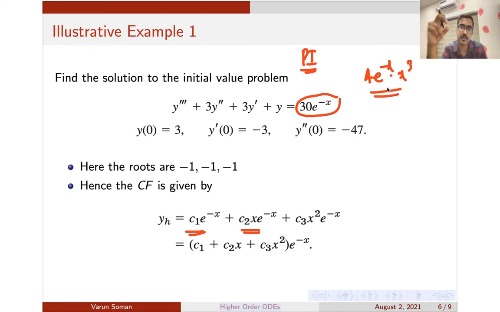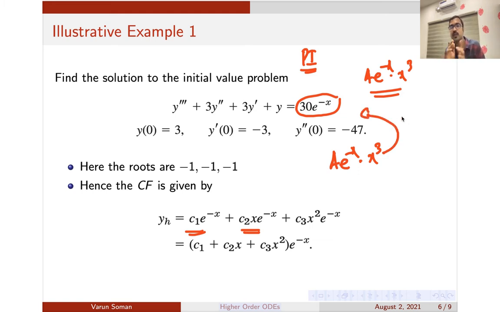So I'll assume that the solution is of the form a e raised to minus x into x cube. This is from the modification rule which you have studied in undetermined coefficients. Just remember, your RHS is of the form e raised to minus x, so your solution should be of the form a into e raised to minus x. But there is already a factor of e raised to minus x in your CF, so I can't use that, so I'll go for a e raised to minus x into x. Again there is a factor of x into e raised to minus x there also, so I'll go for x square into e raised to minus x. Already there is a factor of x square e raised to minus x also, so I'll go for the next bigger one, which is e raised to minus x into x cube.